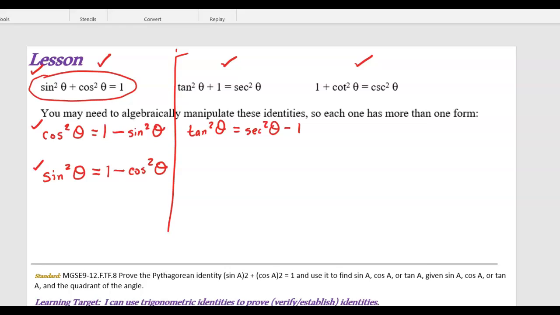Reason? Pythagorean identity. We're going to see that today. Or I can subtract tangent squared theta from both sides, and I'm left with just 1 equals secant squared theta minus tangent squared theta. This one's not very common, but you might see it. So if somewhere today or tomorrow or next week you see secant squared theta minus tangent squared theta in a problem, you can replace it with 1.